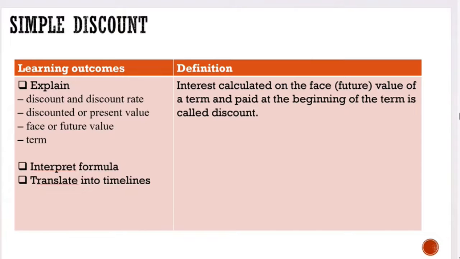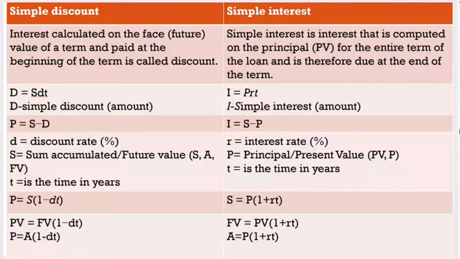We need to be able to interpret the formula and then translate it into timelines. And then the definition of this is the interest calculated on the face value, that means the future value of a term and paid at the beginning of the term. That is called the discount. Okay, why is this important? It is important when you put a discount with a simple interest. Okay, so this can be used as the formulas that you are working with. Okay, so the first line is the definition, and then this is the definition.